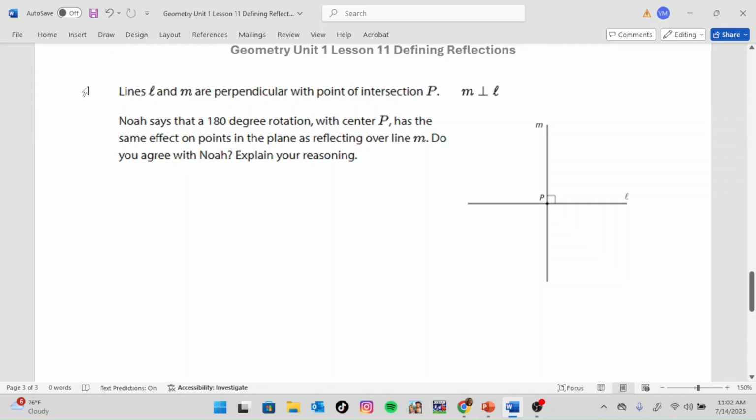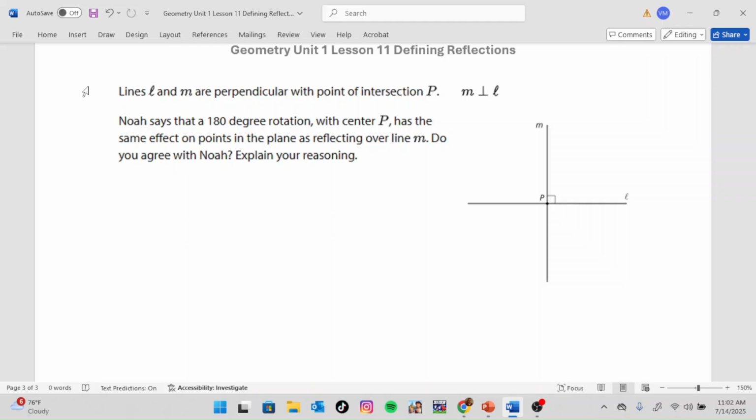Practice problem number 3 is the last practice problem in lesson 11. Lines L and M are perpendicular with point of intersection P. Noah says that a 180-degree rotation with center P has the same effect on points in the plane as reflecting over line M. Do you agree with Noah? Explain your reasoning.